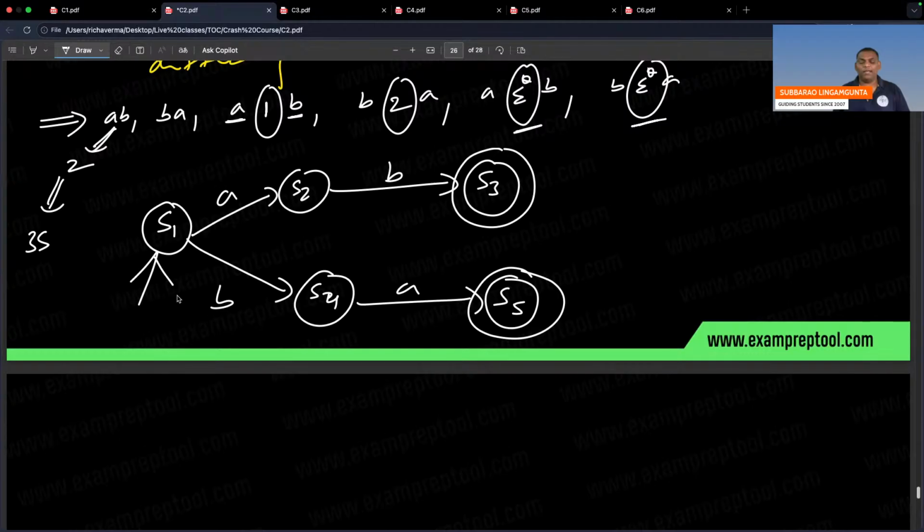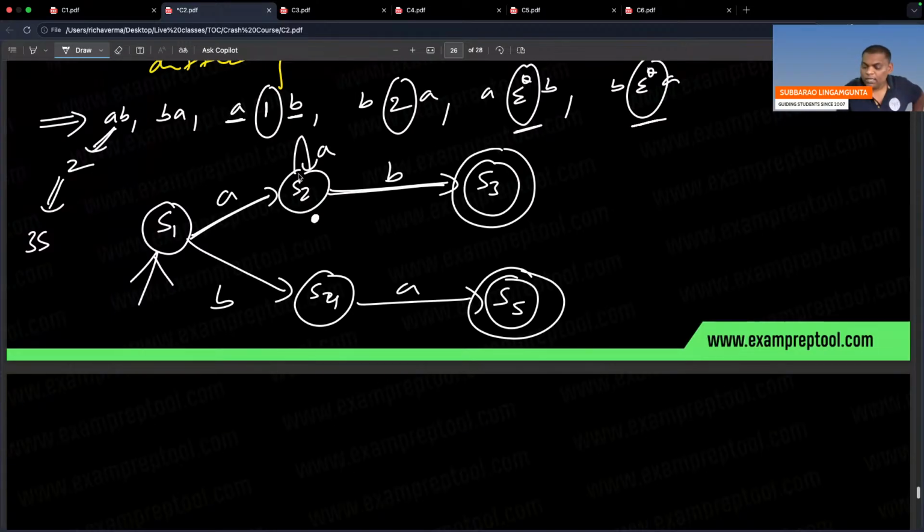Starts with A, ends with B, or starts with B, ends with A. That's perfect, everyone. Now listen. S2 means starts with A, afterwards ends with B. In between, any A is no problem. Already starting A, already ending B. In between, any number of A is no problem.